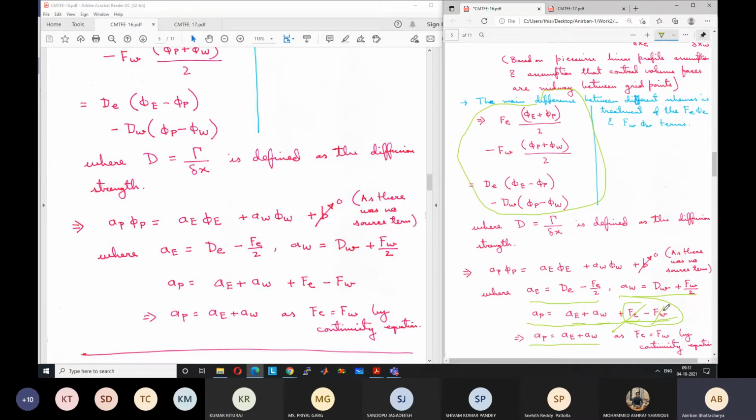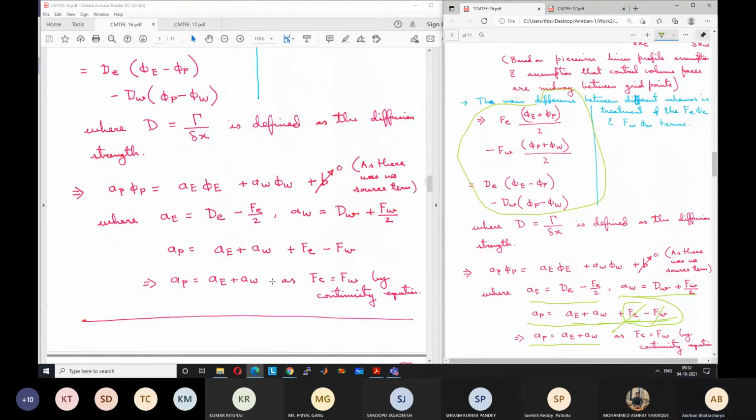Okay. But sir, if we do not use that continuity equation, then AP equals AE plus AW plus FE minus FW. Correct? So can we use this also in the schemes, or only if we use the continuity? You can use it, but you will have to code it in a different way. In the code, you will write AP is equal to AE plus AW plus FE minus FW. That can be used. It will not matter. Okay, sir.